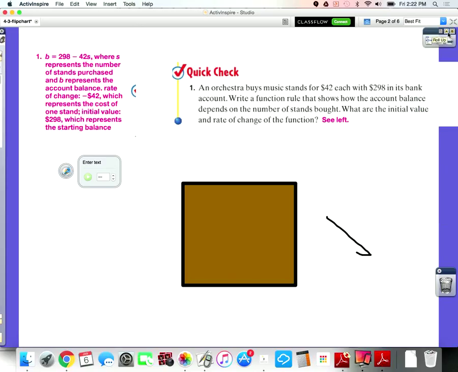All right. So an orchestra buys. Oh, I thought it was an orchestra boy the whole time. I was like, that's weird.